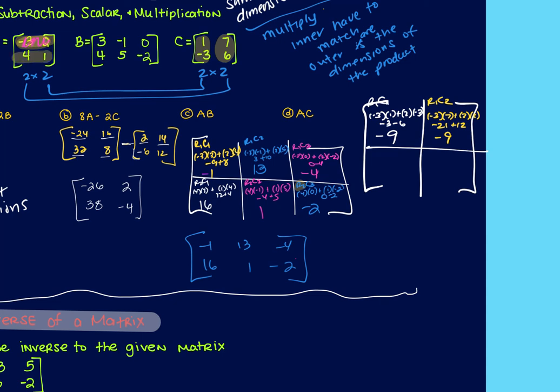It would be row 2, column 1, which would be 4 times 1 plus 1 times negative 3, which is 1. And then row 2, column 2, 4 times 7 plus 1 times 6, 28 plus 6, which is 34.